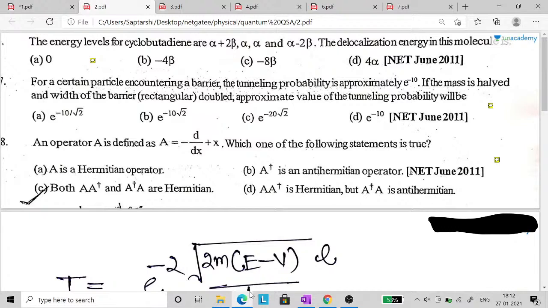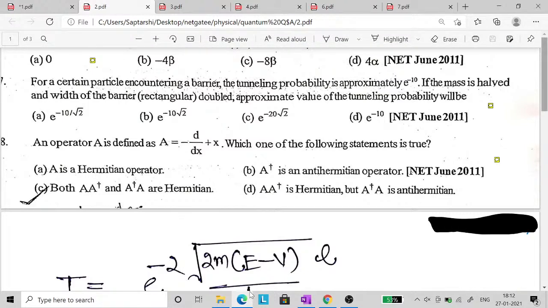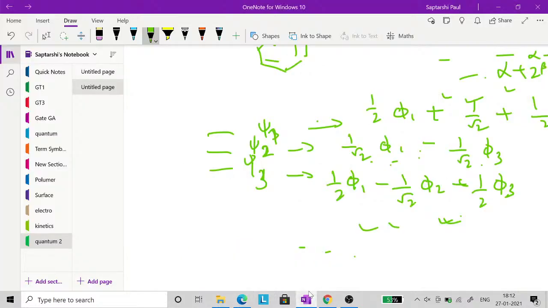So what is asked over here, let us see. The energy levels of cyclobutadiene are given, and we want the delocalization energy. So how do we find this? This is actually the most common question asked, that you have to find the delocalization energy of a system. I did not give you the formula for finding the delocalization energy. I'll give it to you right now.